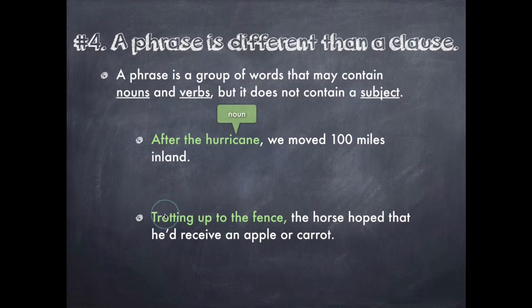Here we have another one. Trotting up to the fence, the horse hoped that he'd receive an apple or carrot. We have a verb and we have a noun, but we don't have a subject in this particular phrase.